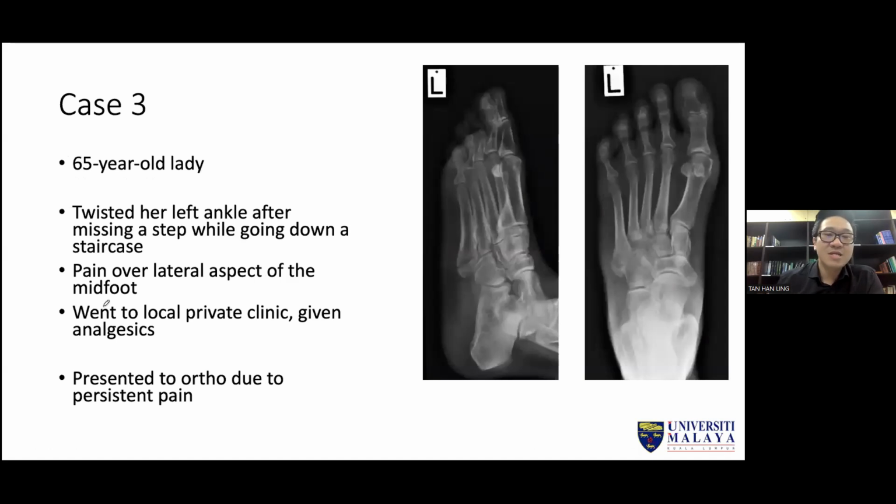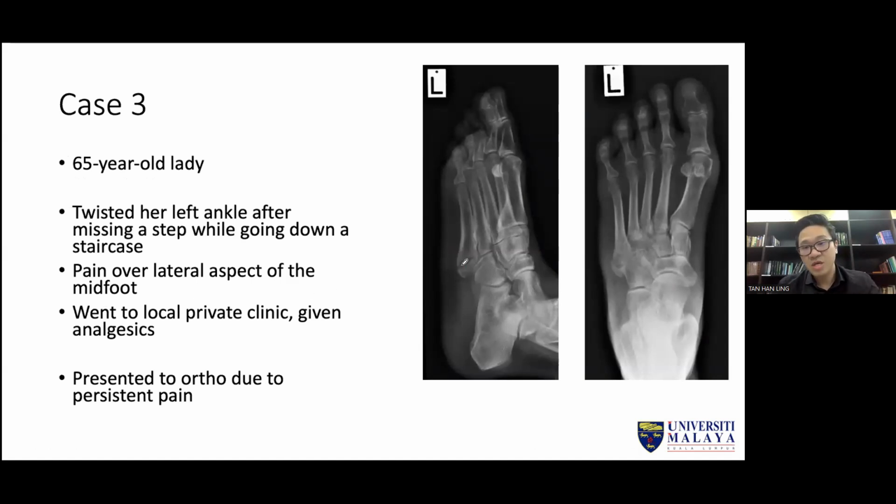So this case is slightly different. Although the sprain happened at the ankle joint, the fracture happened somewhere else. So for instance, this is a 65-year-old lady. She twisted her left ankle, but after the injury, the patient was able to walk. So she went to a normal clinic, got some pain medication, but the pain did not go away. 6 weeks later, the pain was still persistent. The patient came to us due to the pain.